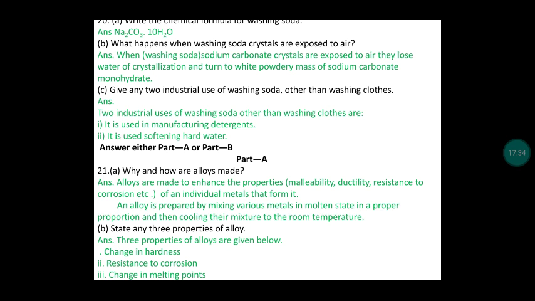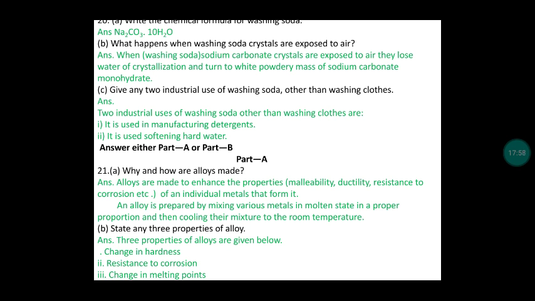What happens when washing soda crystal is exposed to air? When washing soda, that is sodium carbonate crystals, are exposed to air, they lose water of crystallization and turn to a white powdery mass of sodium carbonate monohydrate.